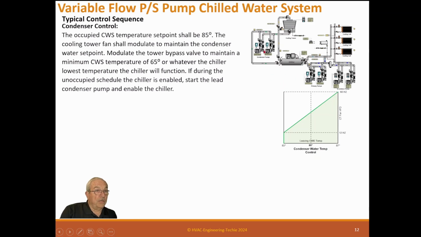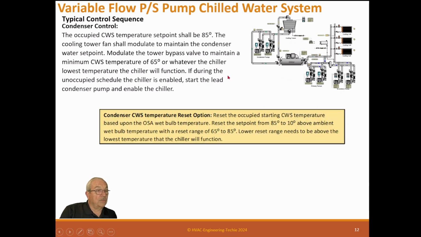There are only two ways to do that. One is lower the condenser water, two is to raise the set point. And on most systems, we do both. So there is an option, condenser water temperature reset option. Reset the occupied starting chill water supply temperature based upon the outside or wet bulb temperature. Reset the set point from 85 to 10 degrees above ambient wet bulb temperature with a reset range of 65 to 85 degrees. Lower reset range needs to be above the lowest temperature that the chiller will function. Again, we can't go too low because the chiller has a minimum temperature.